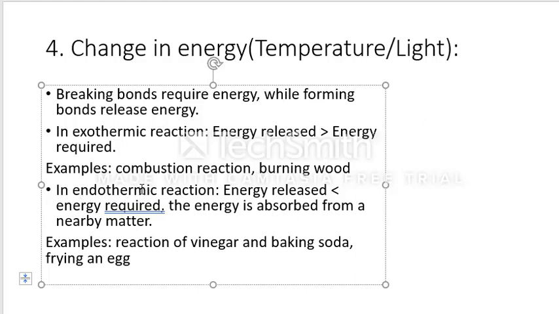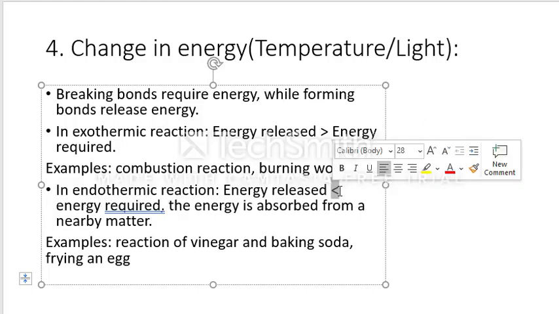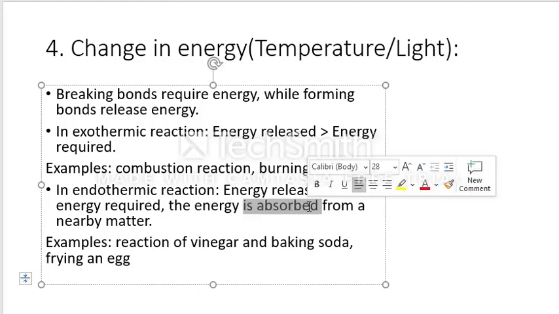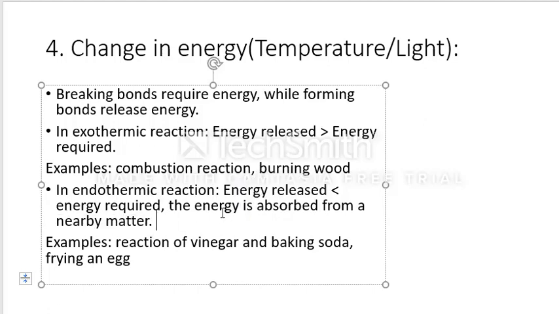Now the other type, endothermic. In this type of reaction, the energy released is less than the energy required to break the bonds. So the energy is absorbed from a nearby matter, so it needs energy to work, to happen. Another example of an endothermic reaction is photosynthesis. You know this from biology. Photosynthesis requires light energy to work, so energy is absorbed from a nearby matter. Light energy is absorbed from the sun in order for the reaction to work.